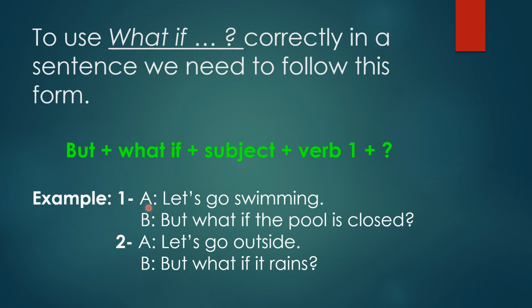This is a dialogue. A: Okay, let's go swimming. B answers: but what if the pool is closed? Okay, so A is telling B to go swimming. A wants B to go with him or her to the swimming pool and swim, but B is not sure about it.